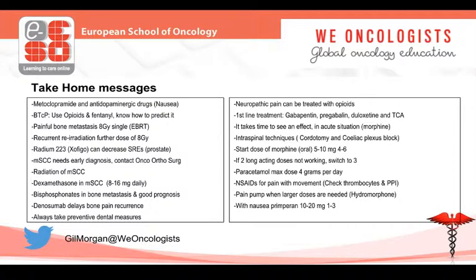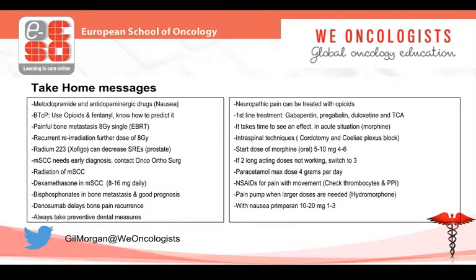Malignant spinal cord compression needs early diagnosis and contact with the onco-orthopedic surgeon. Radiation of the malignant spinal cord compression. Start dexamethasone or betamethasone quickly. Bisphosphonates in bone metastasis, and have a good prognosis. Denosumab delays bone pain and fracture and has shown to be better than bisphosphonates in many instances. Always take preventative dental measures with denosumab and bisphosphonates.